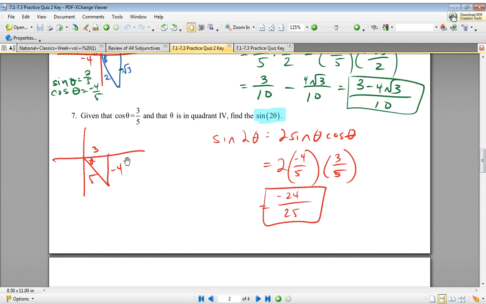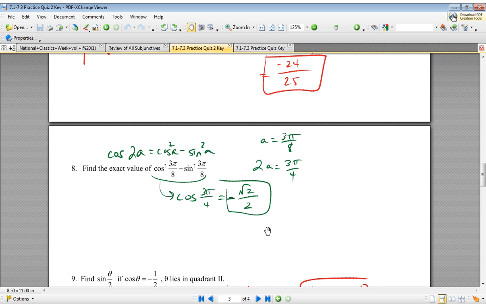Number 7, same format. Information to draw a triangle, which formula to use. You draw your triangle. We're good at that by now. Remembering that we have to use a formula. So we use a formula. You're not just going to plug in a number here for theta and get an answer. Sine of theta is -4/5. Cosine of theta is 3/5. Multiply them all together and you have an answer.